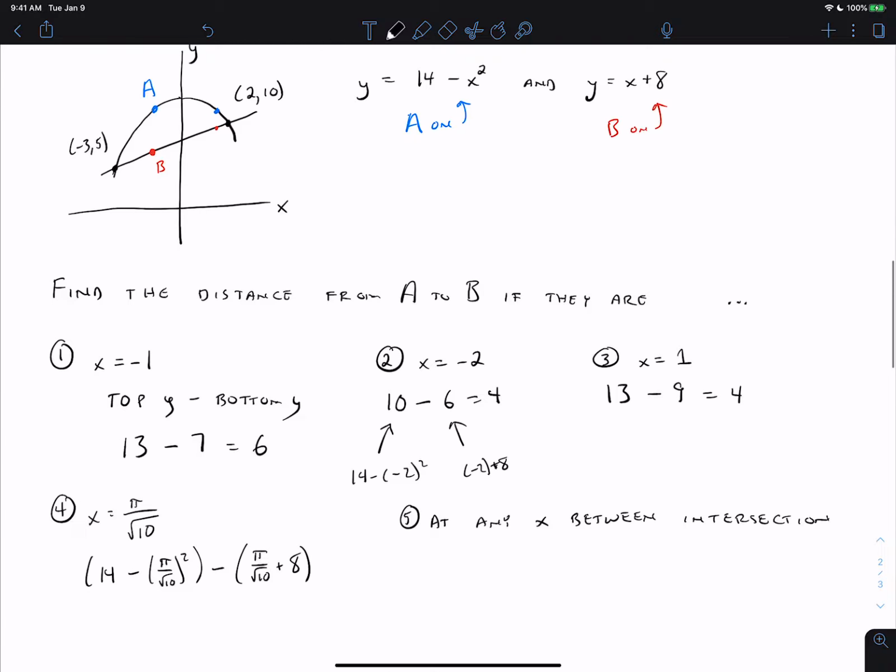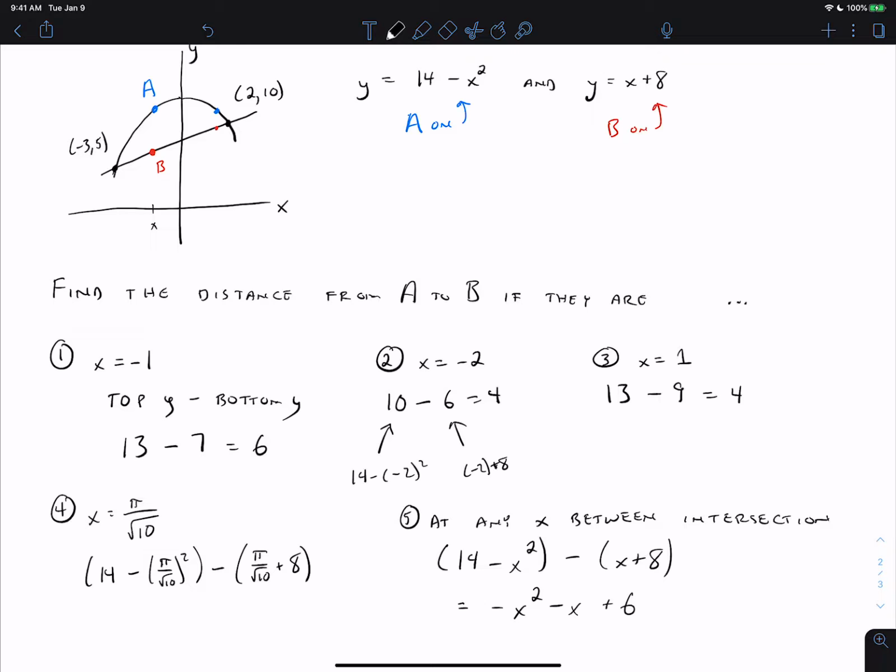Okay, so if I just tell you this is at whatever x value, you still take the top y minus the bottom y. The top y is 14 minus x squared. The bottom y is x plus 8. And you could simplify that to negative x squared minus 8 plus, minus x plus 6. So you can get negative x squared minus x plus 6 as the answer.